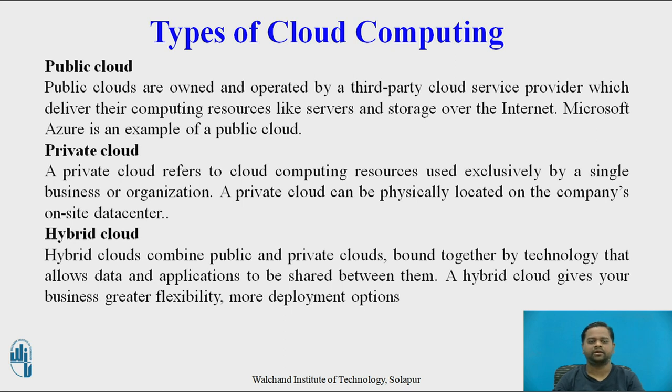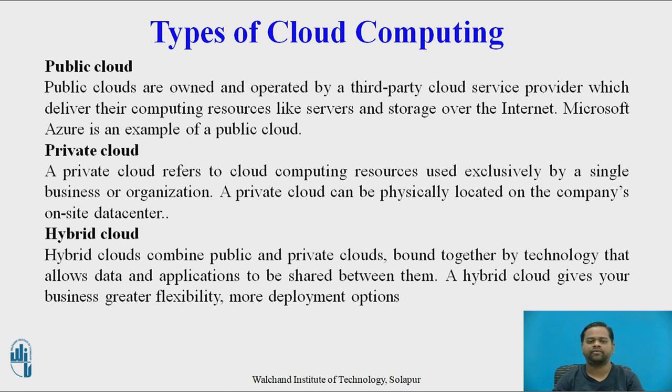The second type of cloud computing is private cloud. A private cloud refers to cloud computing resources used exclusively by a single business or organization. A private cloud can be physically located in the company's on-site data center. So basically, private clouds are owned by the organizations, and they are suitable for big organizations like Microsoft, Cisco, Infosys. For them, it is affordable and usable.